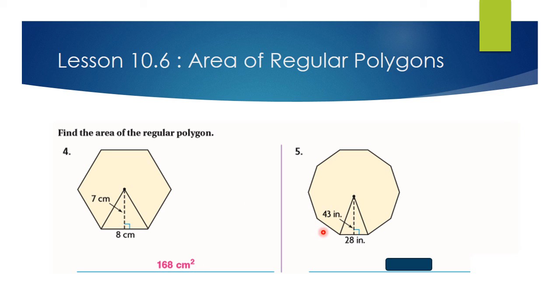Number 5 and the last example on this lesson, again, we're going to do half times base times height. So half times 28 times 43 gives me 602. Then we multiply it by the number of sides, which in this case is 1, 2, 3, 4, 5, 6, 7, 8, 9, and 10. So we multiply 602 times 10, which gives me 6,020 inches squared. So basically in this lesson, we just find the area of the triangle, which is half times base times height, and then multiply it by the number of sides of the polygon.